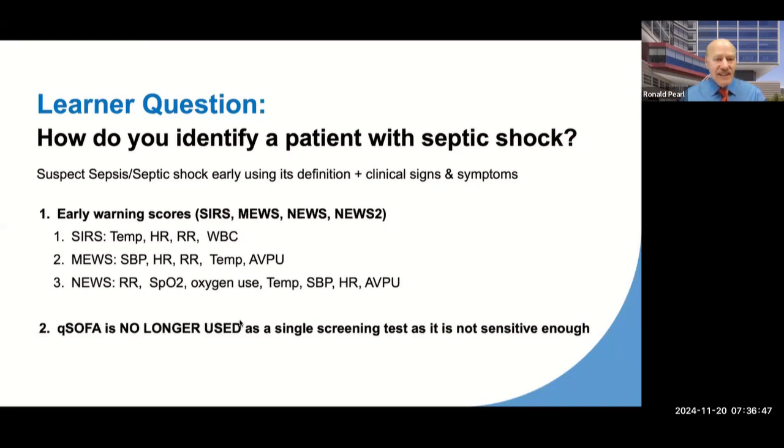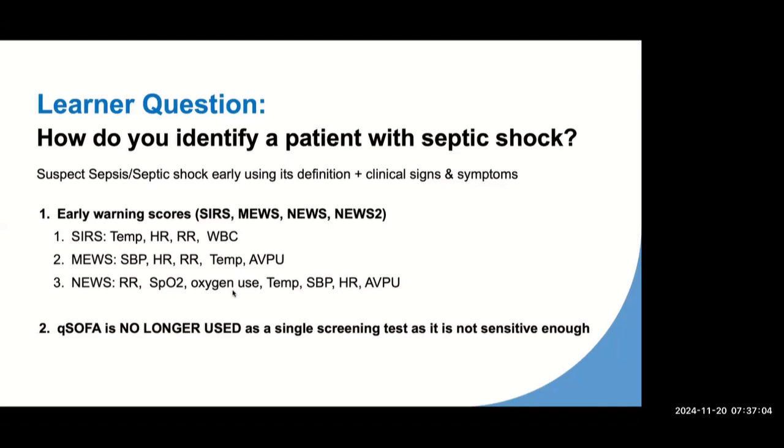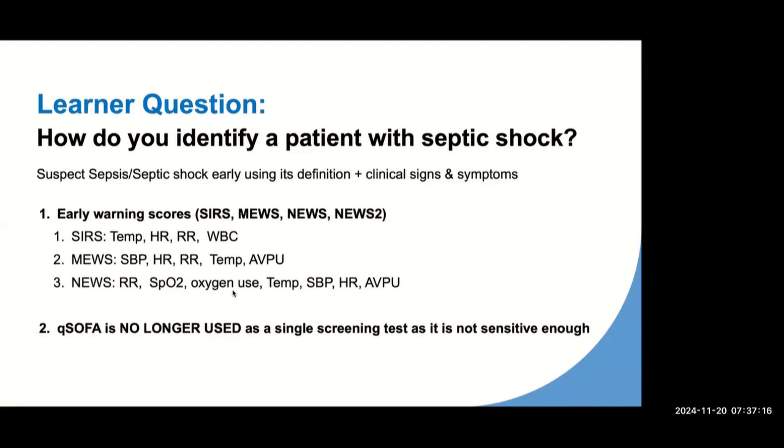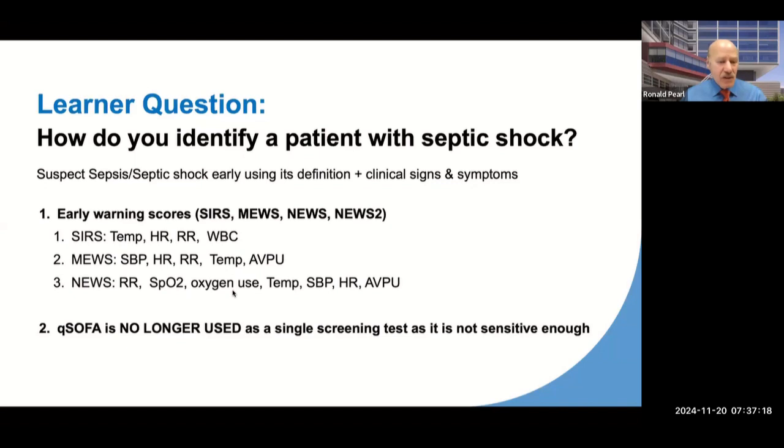I would. It was developed for screening large numbers of patients. It's not very useful in an individual patient, both sensitivity and specificity wise. So I would try to use one of these. SIRS is very simple. It has some of the same issues, that many patients have abnormal SIRS scores, but they don't have sepsis or septic shock. The MEWS and the NEWS and the NEWS2 are much more specific for sepsis.